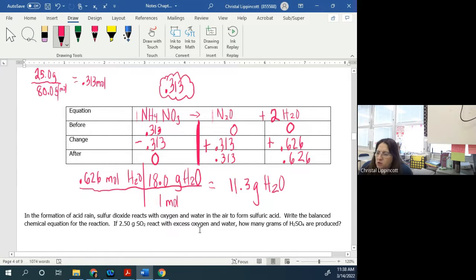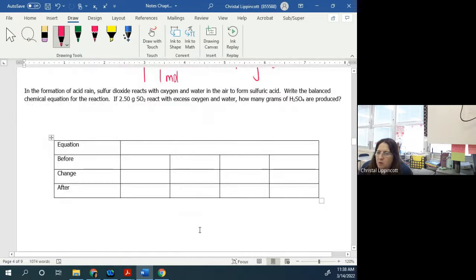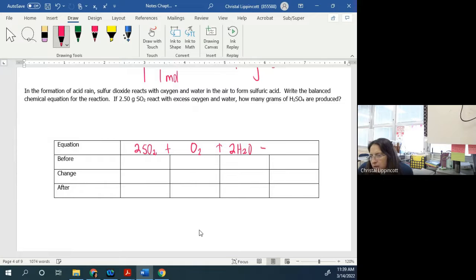All right, let's try one more. We have acid rain here. For this one, I have SO2 reacting with oxygen and water, and that's going to form sulfuric acid. Make sure you're getting these coefficients written down.